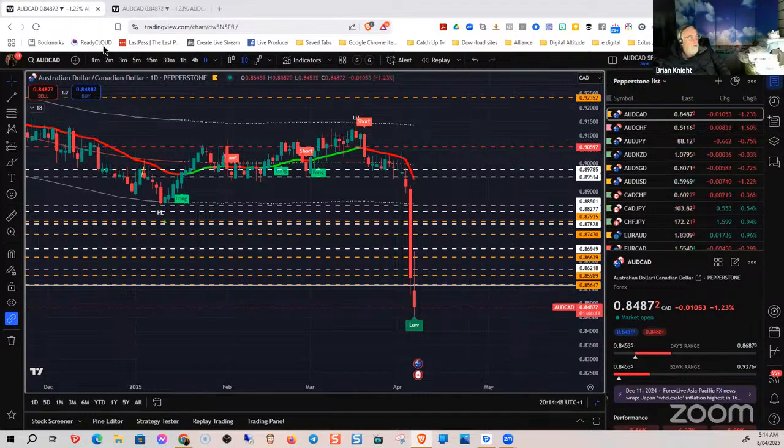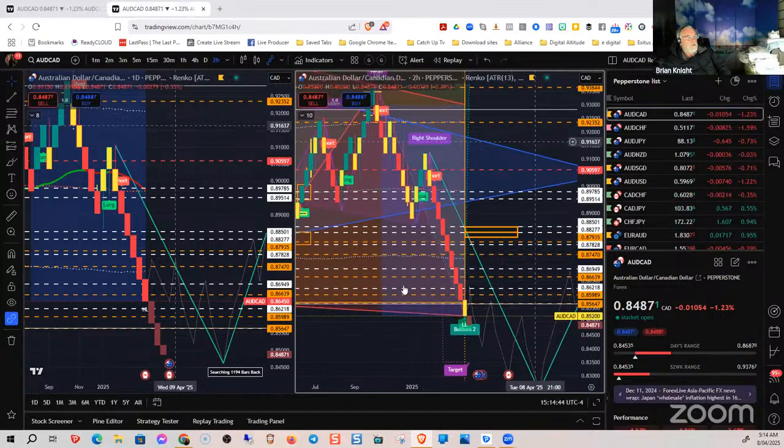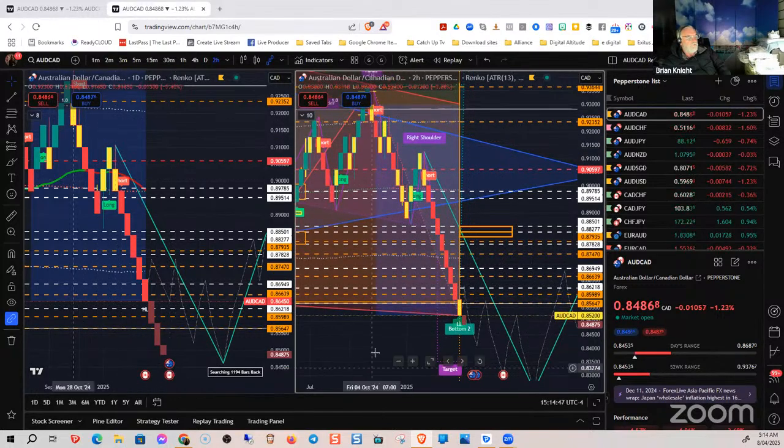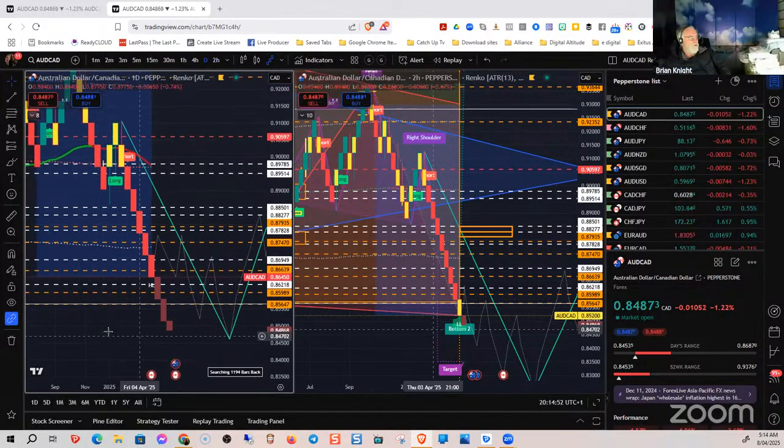If you're looking at the bricks, they just keep going, and they're still going at the moment.